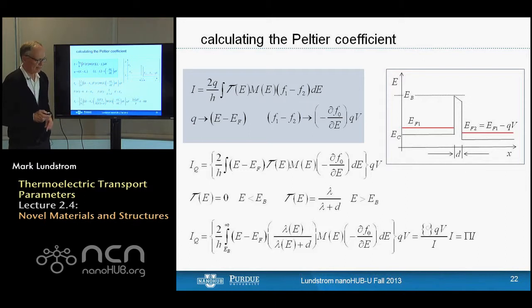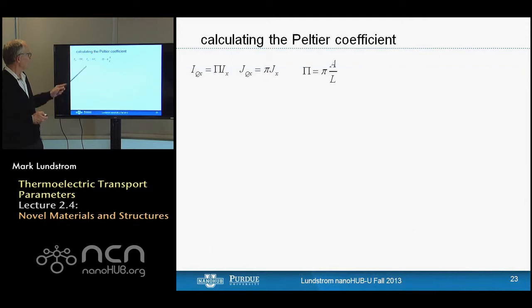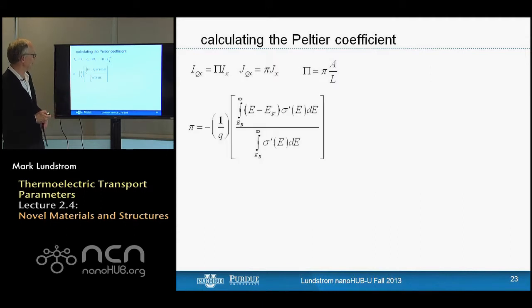And what we'll find is that V divided by I, that's just resistance, or I divided by V is just conductance. So we'll get conductance downstairs. So we have heat pumped is Peltier coefficient times electrical current. We can do that in a current density per unit cross-sectional area. We'll get an expression for this Peltier coefficient.